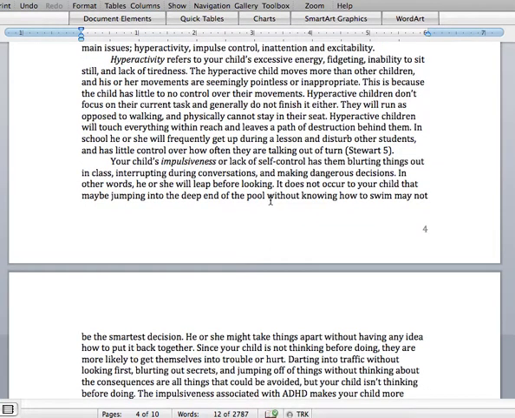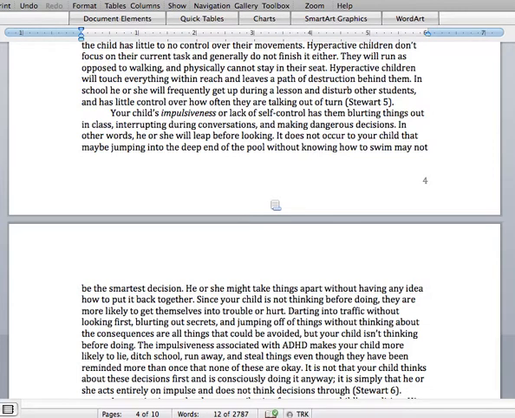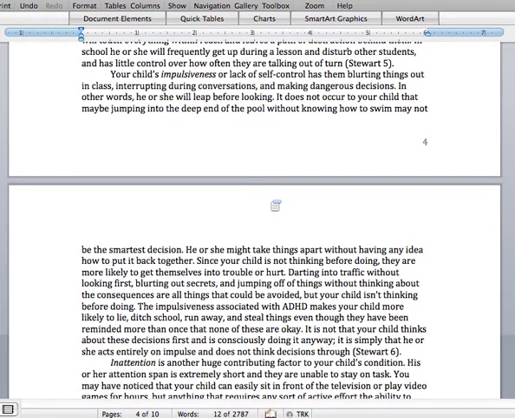They'll run when they're supposed to be walking and can't sit in their seats, and will get up out of their seat during class, stuff like that. Also, another trait that's associated is impulsiveness or a lack of self control. So, blurting things out, interrupting, making dangerous decisions, and just overall not thinking before doing.